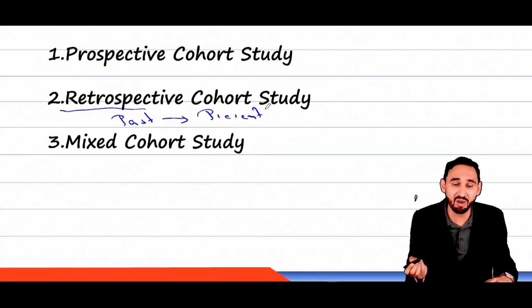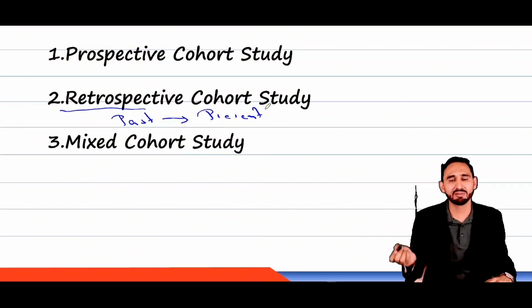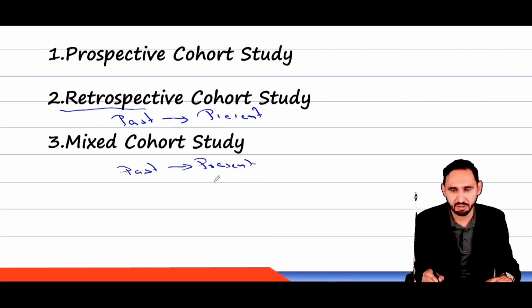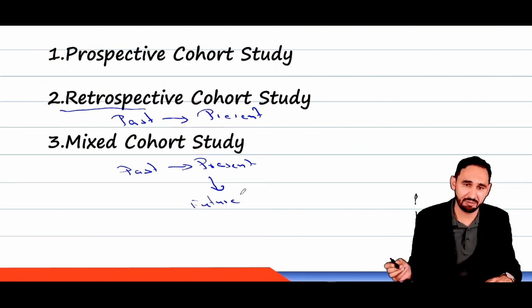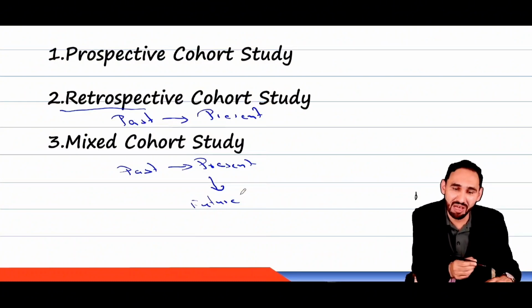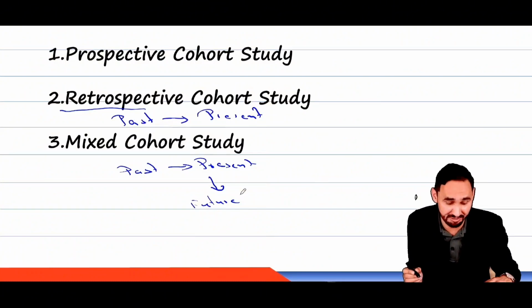The third type is mixed cohort study. First, we move from present to past. Then we move from past to present. Then we move to the future. This is mixed cohort study. So these three types, they all move from exposure to outcome. But there may be a factor where we have to move from present to past, then from past to present. This is retrospective cohort study.